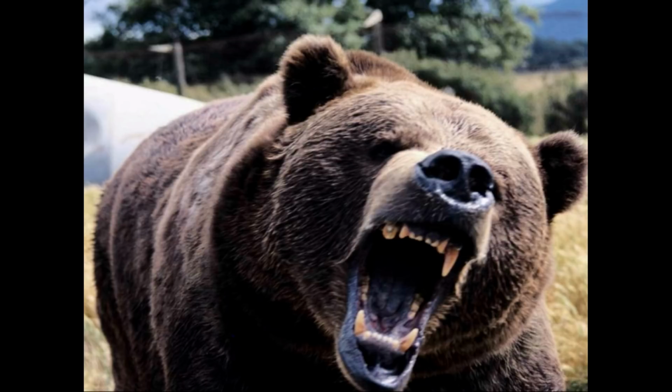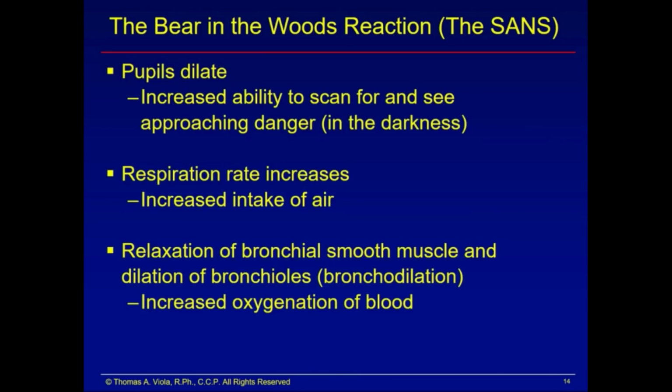Lucky for me, I escaped, but you could say that while a bear was in full pursuit, my pupils were definitely dilated. You think? Ever scare a cat? Yeah, you know exactly what I'm talking about. Respiration rate increased. Oh yeah. I was breathing pretty heavily. Relaxation of the bronchial smooth muscle. Yeah, I'd say my bronchioles were pretty dilated. I was doing some serious heavy breathing.